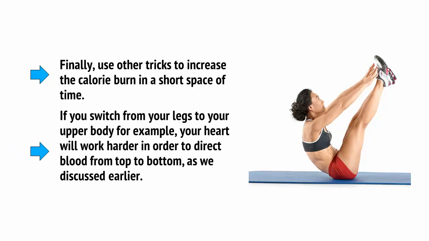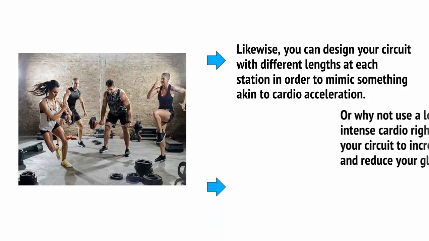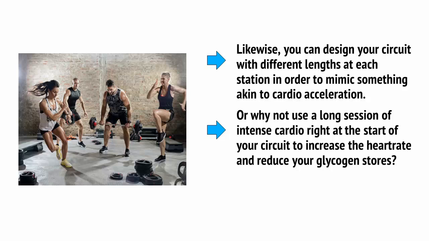If you switch from your legs to your upper body, for example, your heart will work harder in order to direct blood from the top to the bottom, as we discussed earlier. Likewise, you can design your circuit with different lengths at each station in order to mimic something akin to cardio acceleration. Or why not use a long session of intense cardio right at the start of your circuit to increase your heart rate and reduce your glycogen stores?